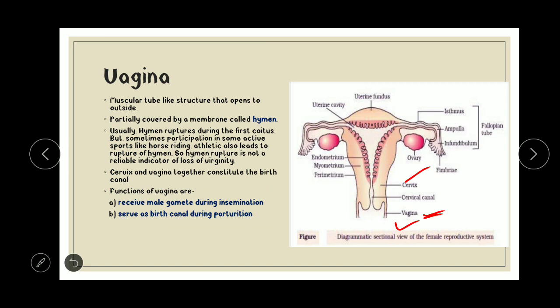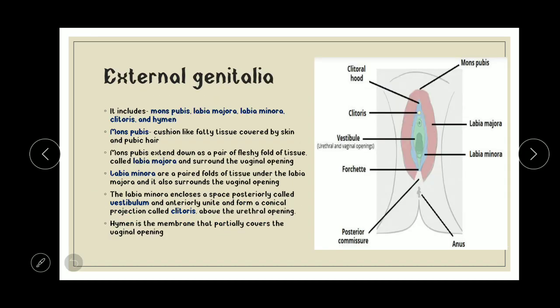So what are the functions of the vagina? There are two functions of the vagina, that is to receive the male gametes during insemination and to serve as the birth canal during parturition. So these two functions of the vagina are important. Now come to the external genitalia. External genitalia includes various parts, that is mons pubis, labia majora, labia minora, clitoris and hymen. So we will see the location and the function.